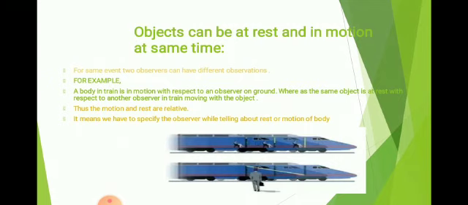Objects can be at rest and in motion at the same time. For example, for the same event, two observers can have different observations. A body in a train is in motion with respect to an observer on the ground, whereas the same object is at rest with respect to another observer in the train moving with the object. Thus, motion and rest are relative. It means we have to specify the observer while telling about rest or motion of a body.